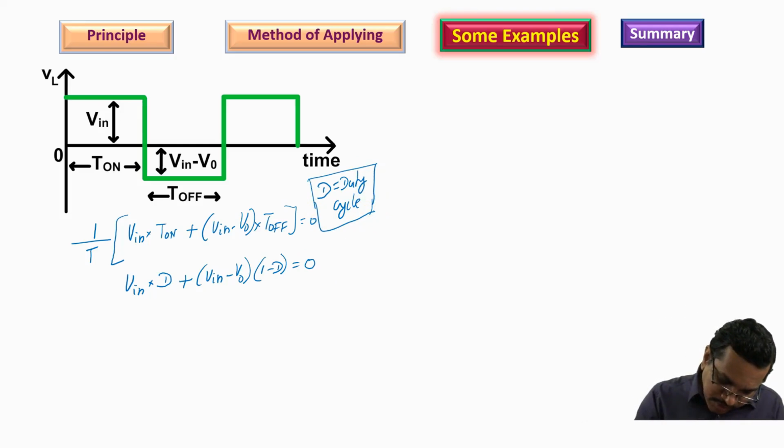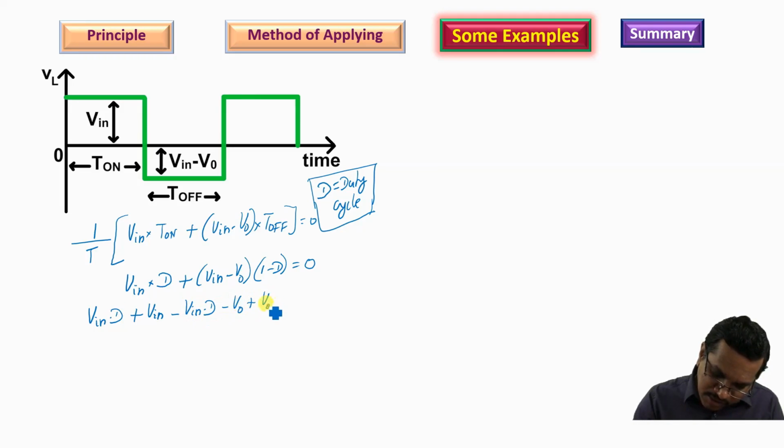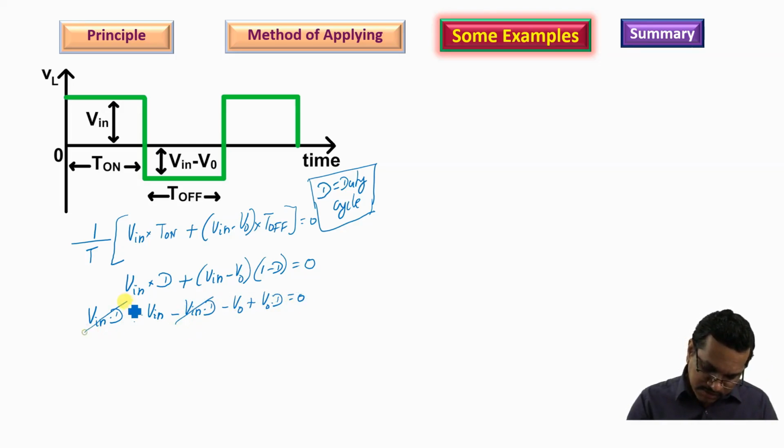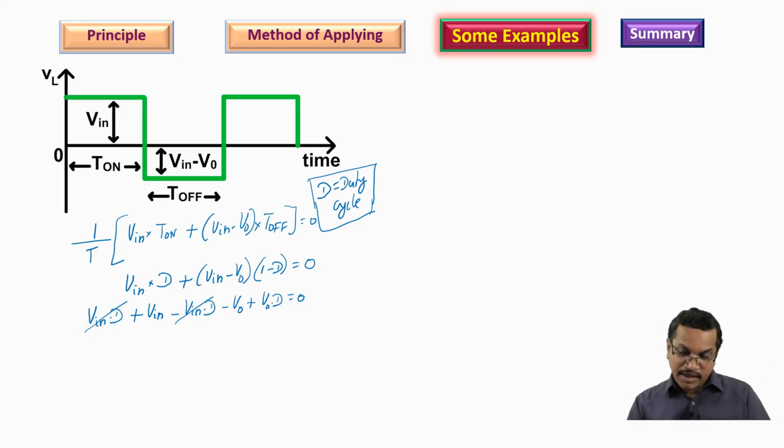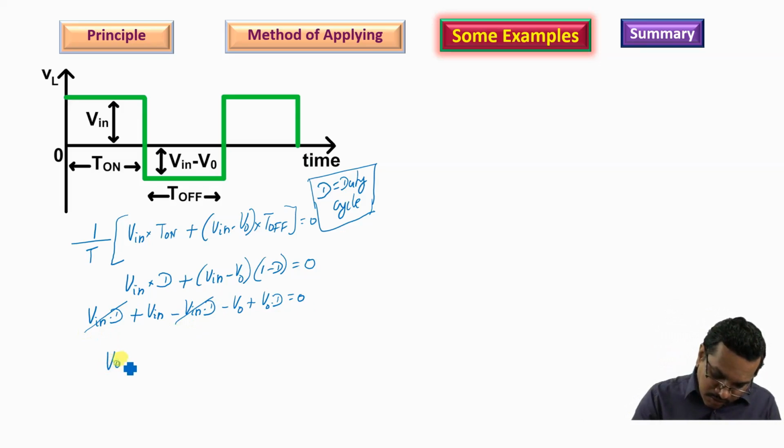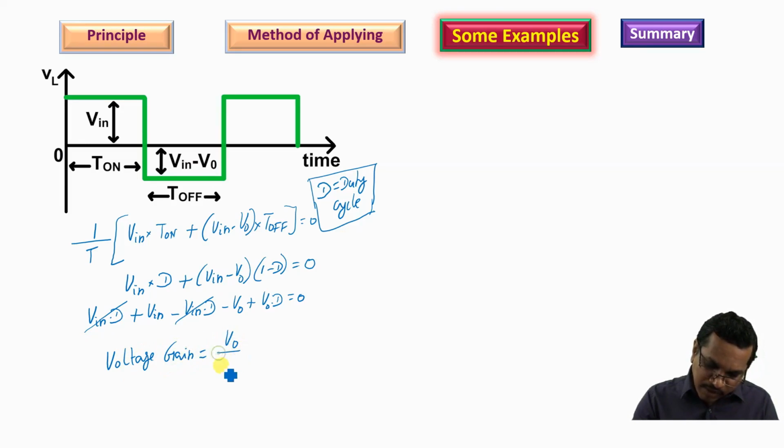So if I simplify this, I will have V in into D plus V in, open out this bracket, I will have minus V in into D minus V naught plus V naught into D equal to 0. So these two terms get cancelled. I can now rearrange this and I can get the expression for voltage gain as V naught by V in being equal to 1 by 1 minus D.